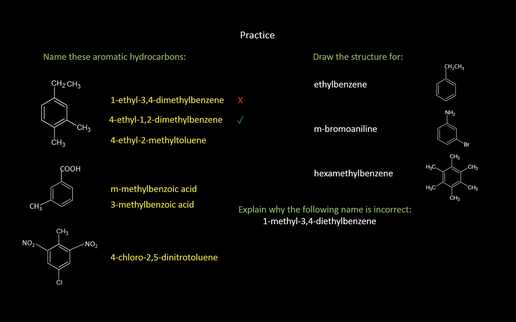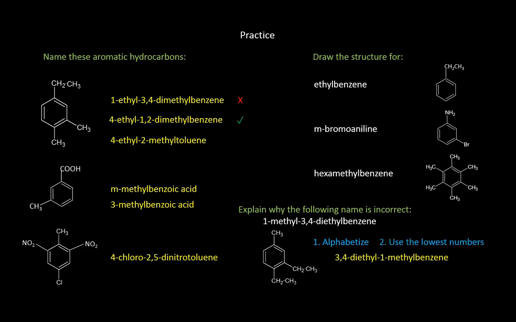Now, to explain why the following name is incorrect. According to the name, we have a methyl and two ethyl groups as shown here. The first correction is to alphabetize. Ethyl before methyl gives 3,4-diethyl-1-methylbenzene.